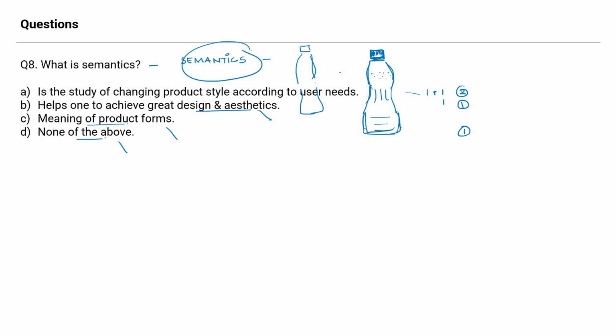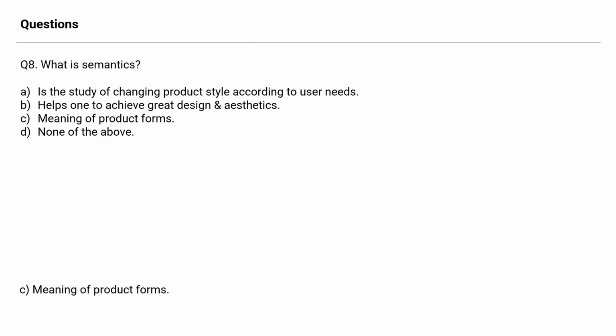Okay, so this appears to be a tricky question. All right. We are getting diverse opinions. Anyone? Come on. A, B, C, D. Okay, so let's see what the correct answer is. The correct answer is option C, which none of the participants could actually vote for. It is the meaning of product forms.